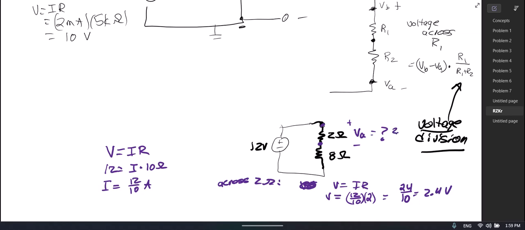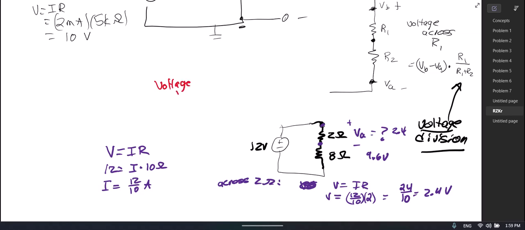Right. And then we know if it's 2.4 there, then across the 8 ohm resistor would have to be 9.6 volts. And that's KVL going all the way around the loop, because we have to get all the way around. But what we do a lot of times in electrical engineering is, we have a quick and easy way to get it as well. And this is voltage division.